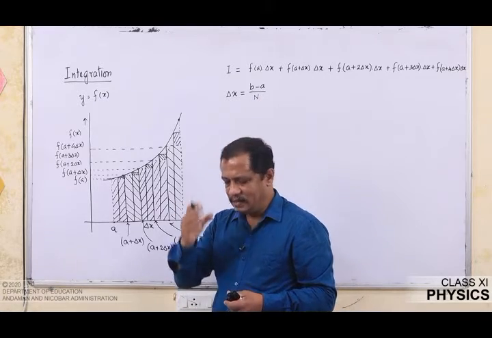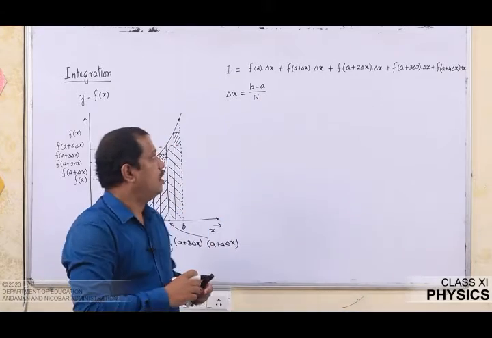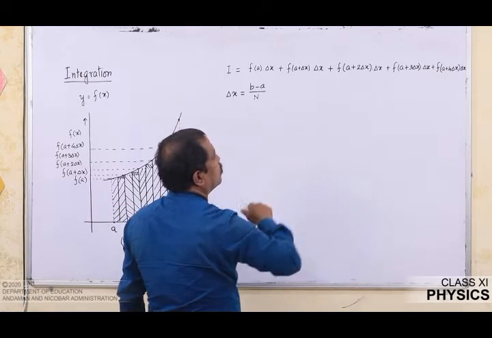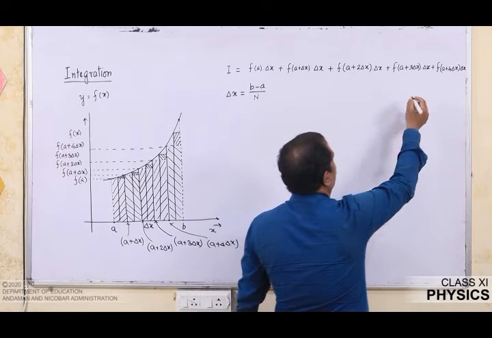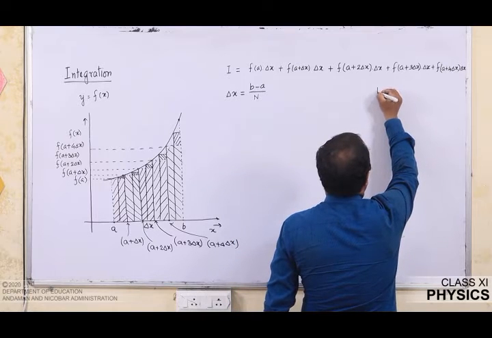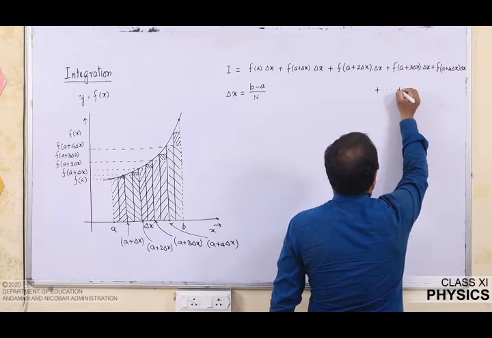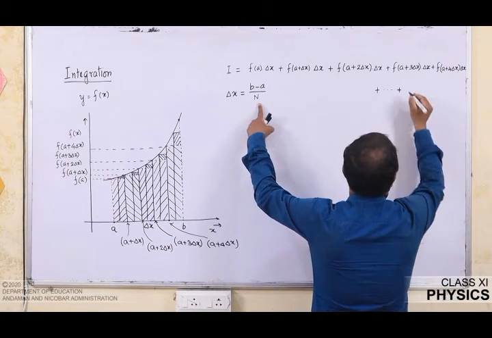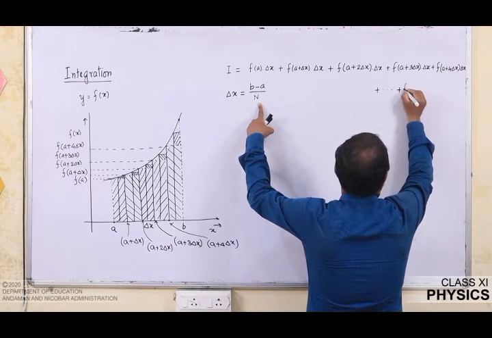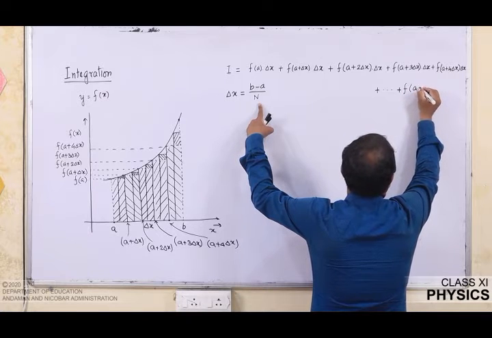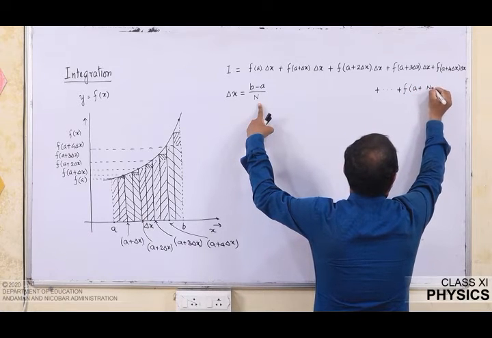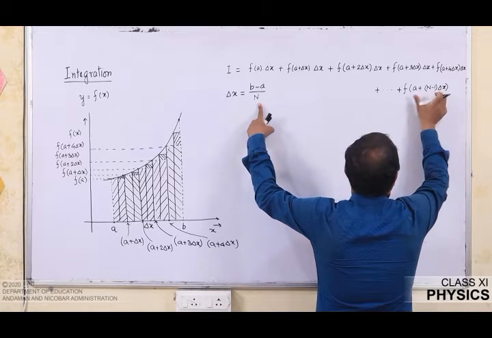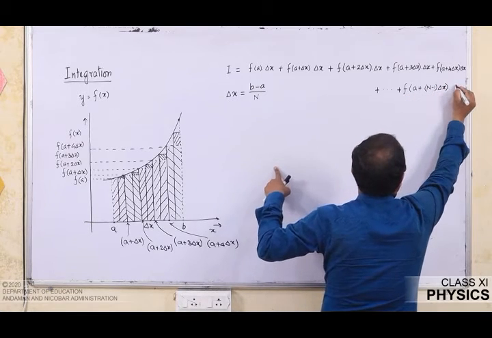What is n? N is any number. Now, in that case I am going to get n terms. So, instead of writing like this, I say that this term continues. When I had 5 strips, I had here 4. Now, I have n strips. So, I would say that I am going to have the last strip a plus n minus 1 times del x. So, this will be the height into width.